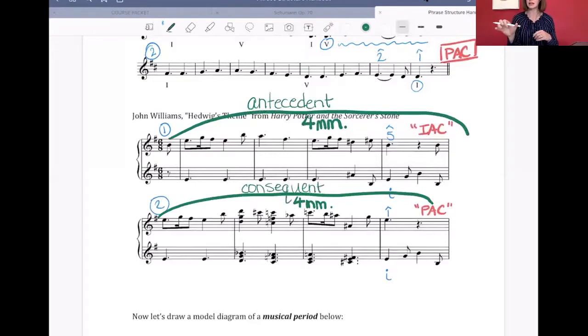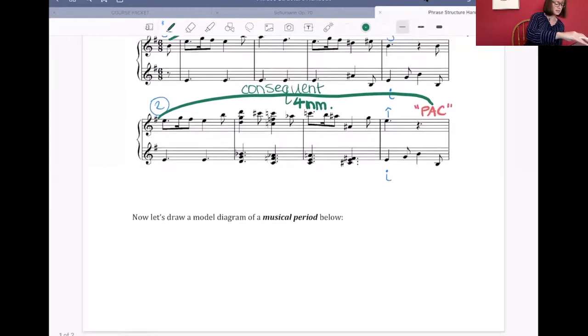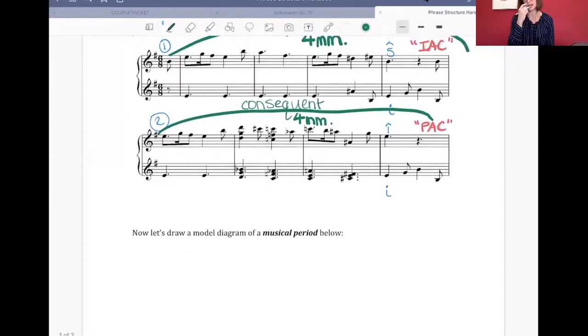So antecedent comes first, it gives us our material, and it ends in a weak cadence. Consequent comes after, it begins with that same material or uses some of that same material, but it ends with a stronger cadence. Now, this is, in essence, the simplest, most bare bones explanation for what we call a musical period.